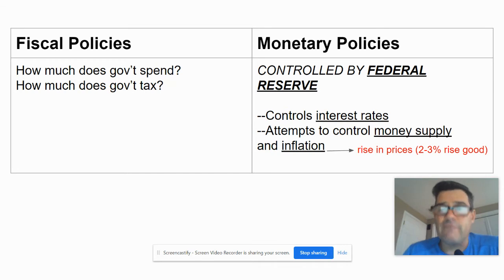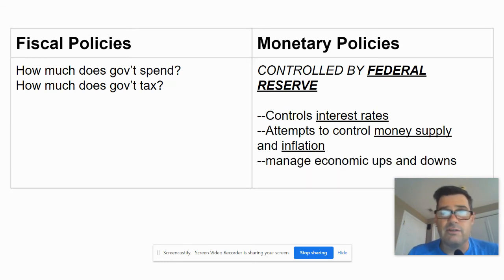So, just remember this, the Federal Reserve is controlling interest rates and the money supply. And by controlling those things, they're able to control, or attempt to control, inflation. All right, and then the fiscal policy is just Congress taxing and spending. All right, that is fiscal versus monetary policy. The one other thing, the overall view of this, is that the reason we have the Federal Reserve do this is to attempt to manage economic ups and downs.